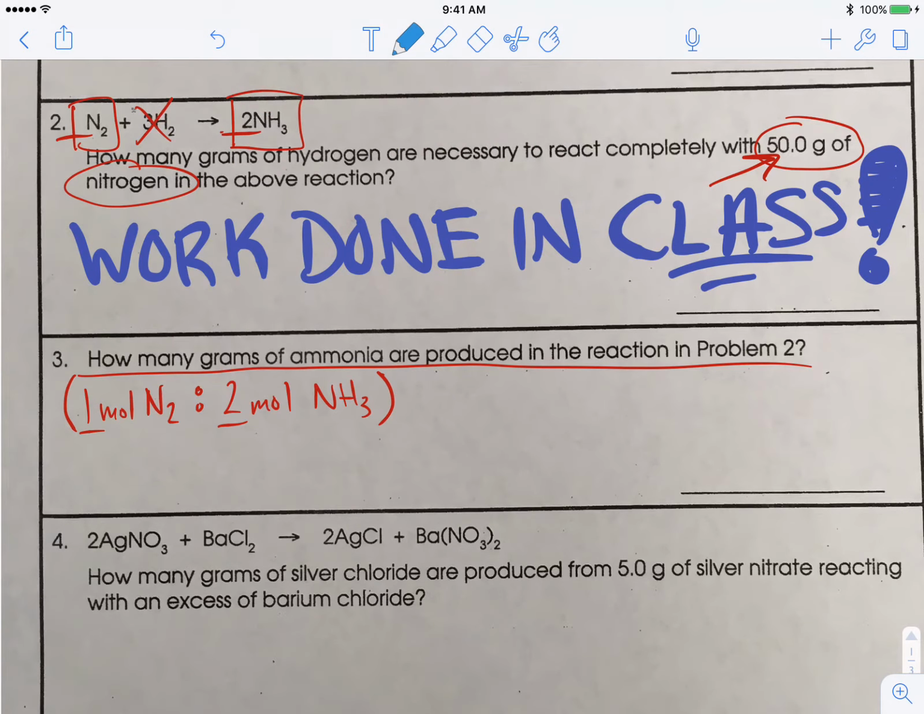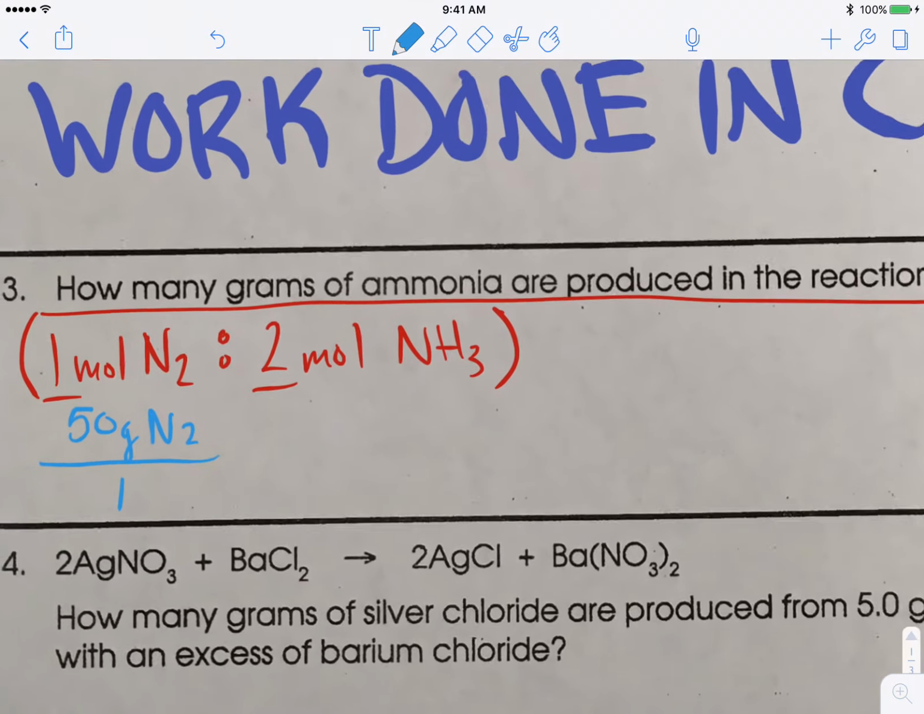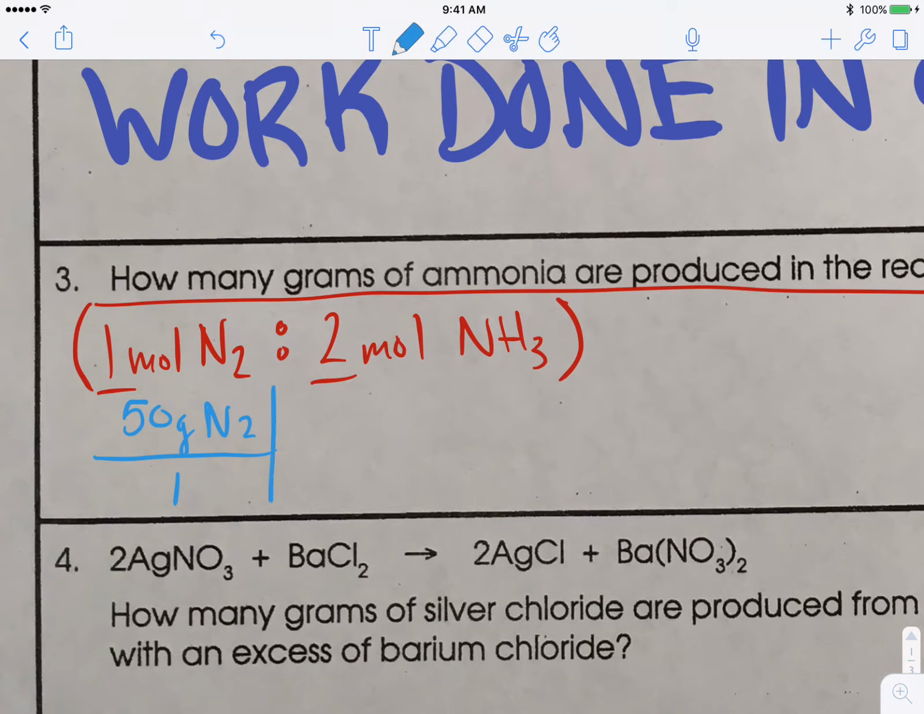So we're going to write 50 grams of N2 over 1. That's step number 1. We want to convert grams of nitrogen into moles of nitrogen. And in order to cancel out grams of nitrogen, we're going to write it as the denominator under here to get it canceled out.